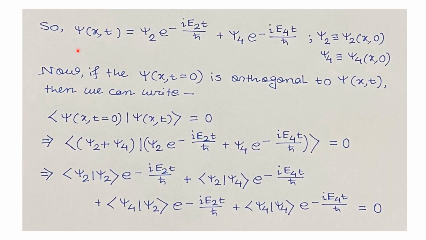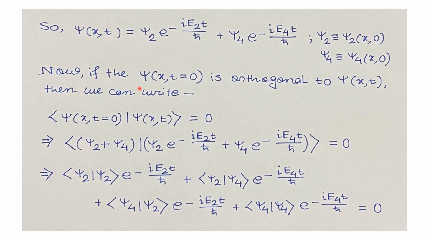So we'll apply the definition of the stationary state in our case. Our wave function psi as a function of x and t equals psi 2 times e to the power minus i E2 t by h cut plus psi 4 e to the power minus i E4 t by h cut. Here psi 2 represents the wave function psi 2 at t equals 0, and psi 4 is the wave function psi 4 at t equals 0.